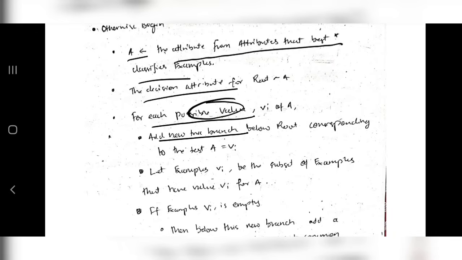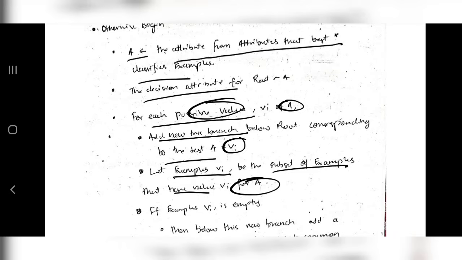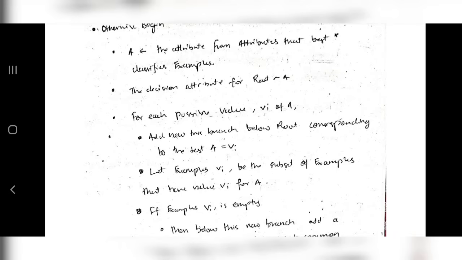Okay, for each possible value of a, add a new branch corresponding to the test a equals vi. You have to keep adding new branches and let the examples be the subset of examples that have value vi for a. You are making a subset. For example, you have many seeds, and from those you just want to put two kinds of plants, mango and apple. You'll take only those two seeds. So adding a new branch is nothing but taking seeds.